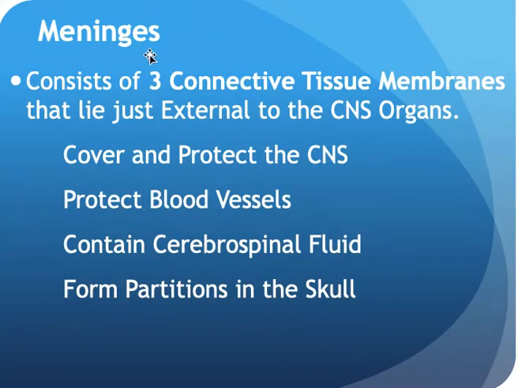Okay, so these are your meninges, and again, these ones I want to just be able to label, and I want to know what the main difference is between the 3. But the meninges are going to consist of 3 connective tissue membranes. They're going to lie just external to the central nervous system organs. And again, a lot of people make the mistake of thinking that the meninges only cover the brain, but they're going to actually cover the spinal cord too. Okay, so they cover and protect the central nervous system. They protect the blood vessels. They're going to contain cerebral spinal fluid. We'll come back to that in a minute. And they're also going to form these partitions in the skull for us.